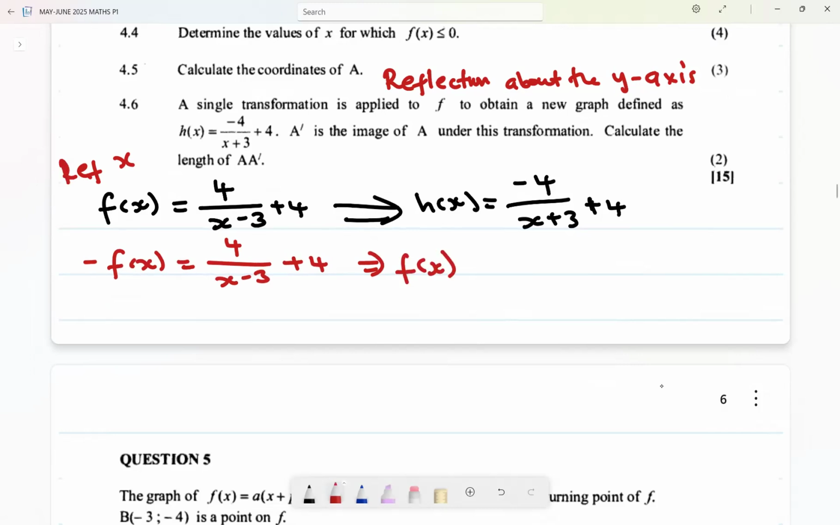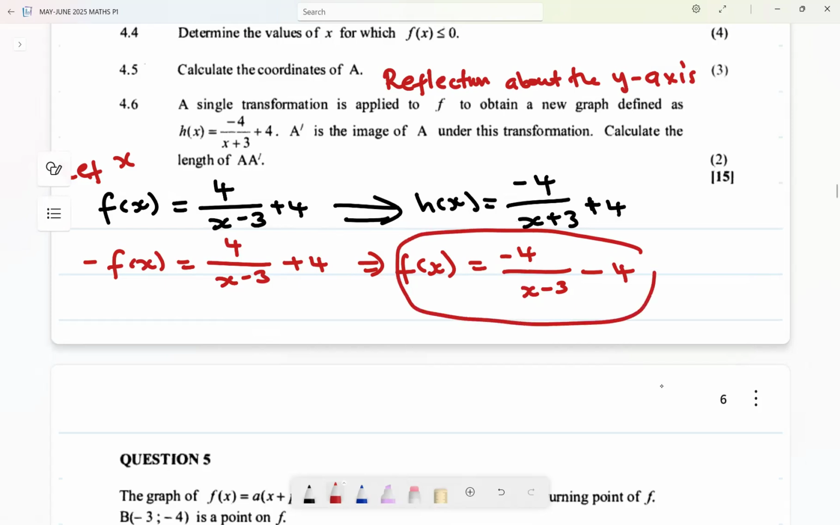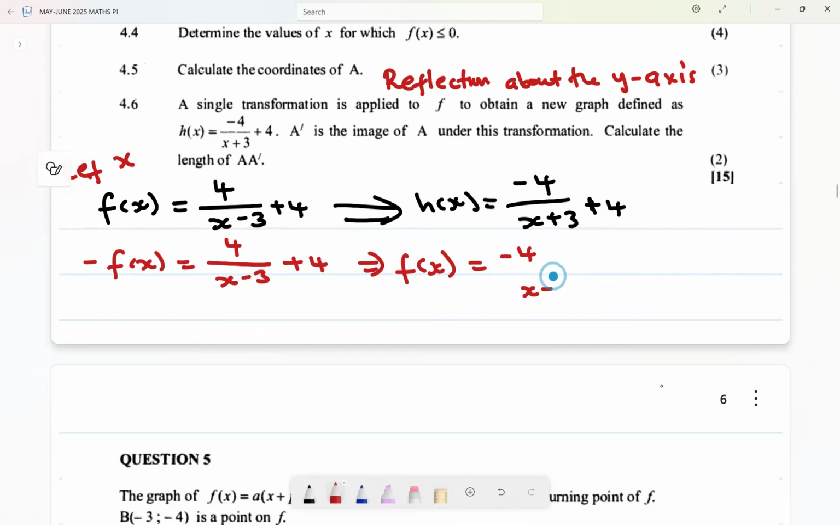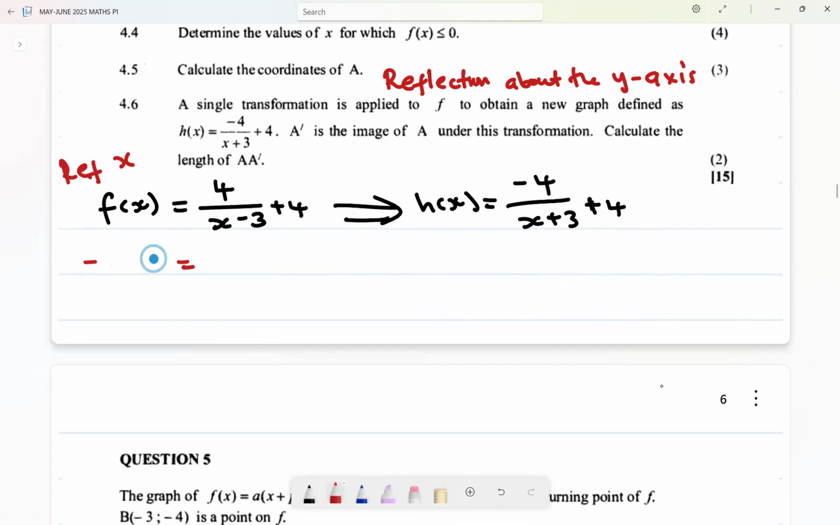It's going to turn out to be f of x equal to negative 4 into, remember when I multiply this by negative, it's going to flip. It's minus 3 and then minus 4. So can you see that this is not at all the same as this? So the correct one is reflection across the y-axis.